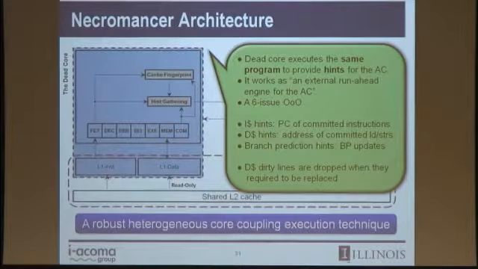The dead core basically runs the same program and provides the hint for the animator core. You can think about it as an external run-ahead engine. It's 6 issue out of order. We have instruction cache hints that are basically PC of committed instructions, data cache hints that are addresses of committed loads and stores, and branch prediction hints that are branch prediction updates for the animator core. One modification that we make here is we make the L1 cache of the dead core have only read access to the L2 cache, since we want to preserve the memory state. We don't want to write the dirty line back to the shared memory.